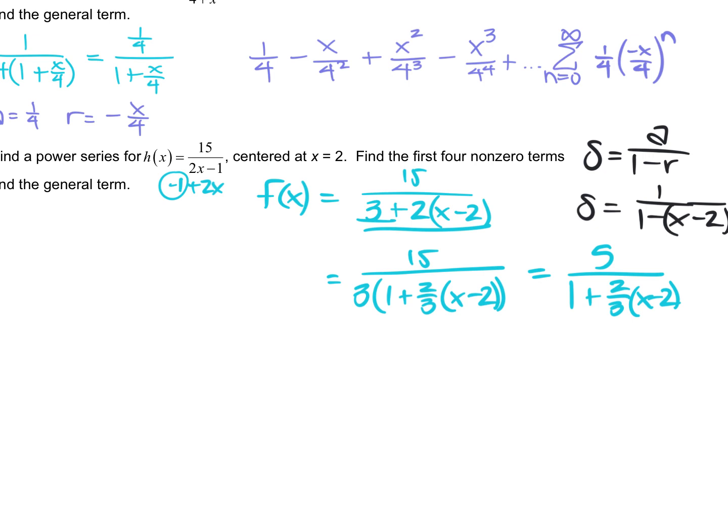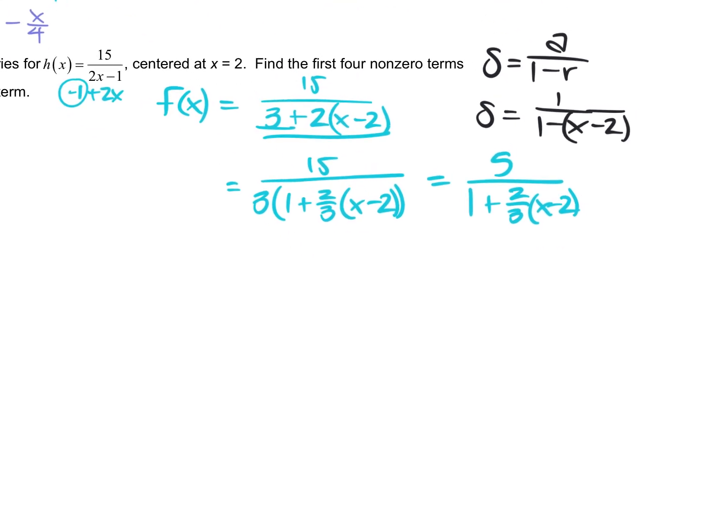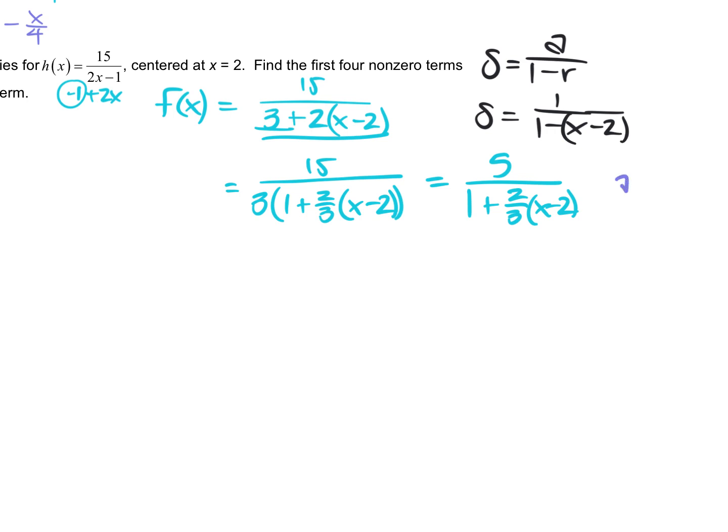That's a lot of work. It is a lot of work. But also think about the derivatives of that. That would also be a lot of work, and probably more. So in this format, what's my A? 5. What's my R? Negative 2/3 times x minus 2. Watch the negatives, okay? Not trying to be a gotcha on that one.